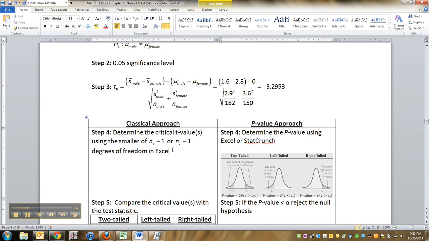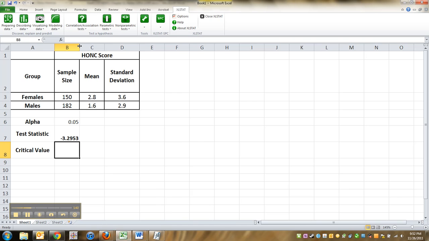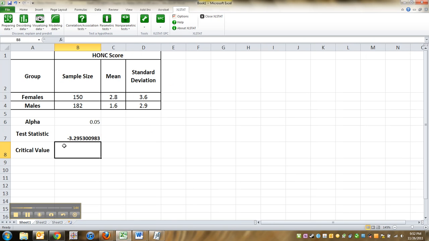The classical approach says to determine the critical t-value using the smaller of n1 minus 1 or n2 minus 1 degrees of freedom. So that's where I was right here in Excel. You can all see, hopefully, that the women's group is going to have the smaller degrees of freedom, because it would be 149 for that, whereas the males is 182.